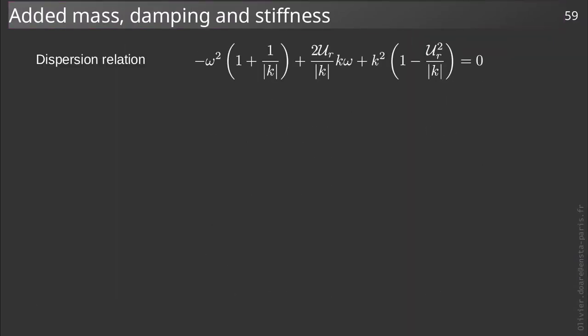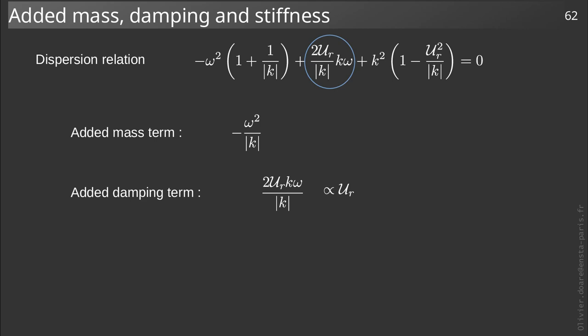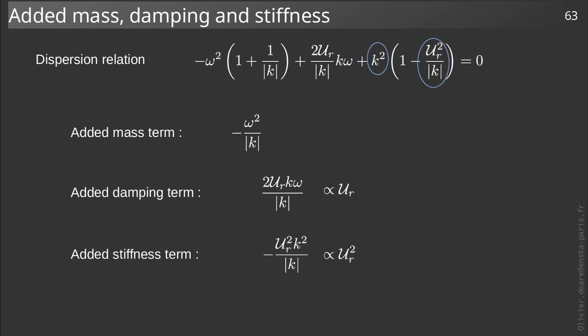We recognize in this equation, first of all, the terms that are due to the dynamics of the membrane. The other terms are due to the interaction with the fluid. There is a term proportional to minus omega squared, the equivalent of an added mass. A term proportional to minus i omega, which is added damping, and a term that does not depend on omega, which is added stiffness.